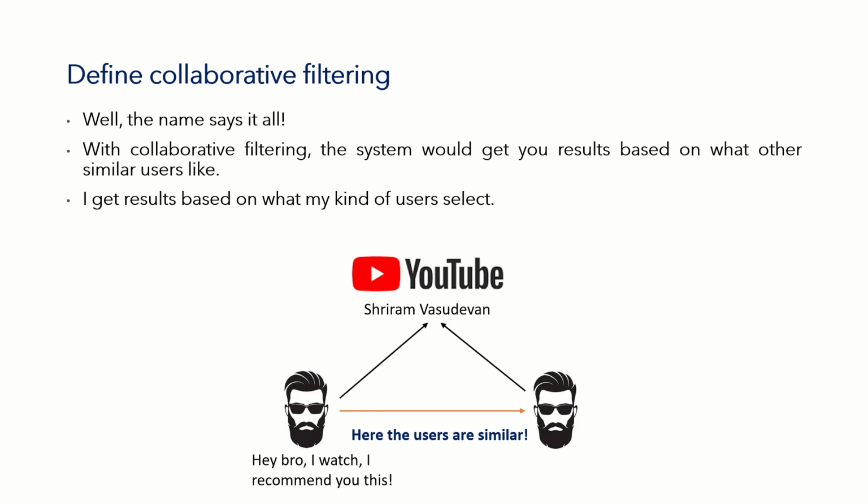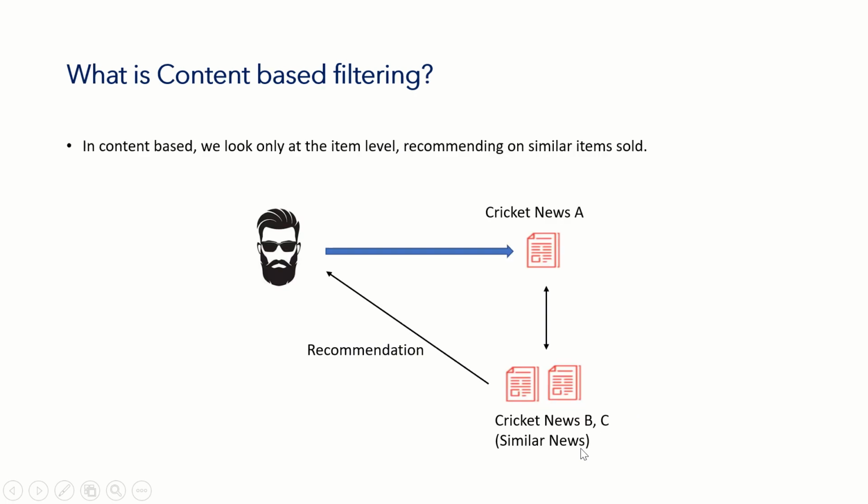Define collaborative filtering. Well, this is a very important question. Collaborative filtering is a very simple approach where the system would give you some results based on what other similar users like. For instance, I have got one person here, he is watching my channel, and there is another person who has got similar attributes, so my system would suggest my channel to this person also. It is like this guy telling this guy, bro, I watch this channel, you can also watch. It is the recommendation based on the users who are similar. I understand what the users are all about, I understand the attributes of the user, and I provide the similar recommendations. That is called collaborative filtering.